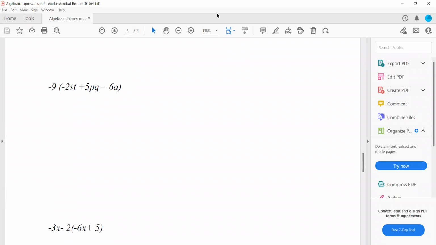Okay, so first step, we would have to expand the brackets, right? So we have to do multiplication. Negative 9 times negative 2 produces 18st. Negative 9 with positive 5pq, so negative times positive becomes negative. 9 times 5 is 45pq. And then we got negative with negative, that becomes positive. So 9 times 6 is equal to 54a.